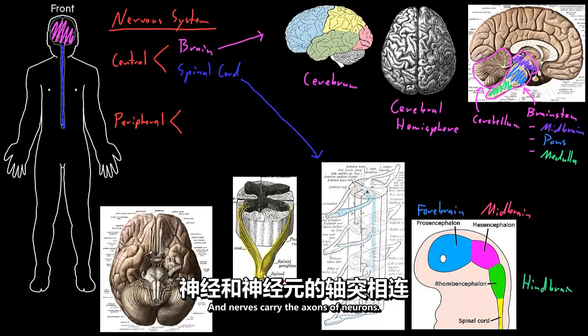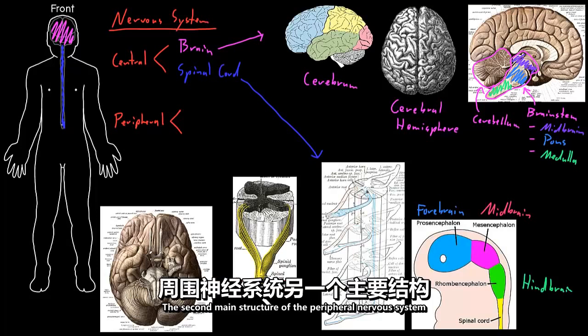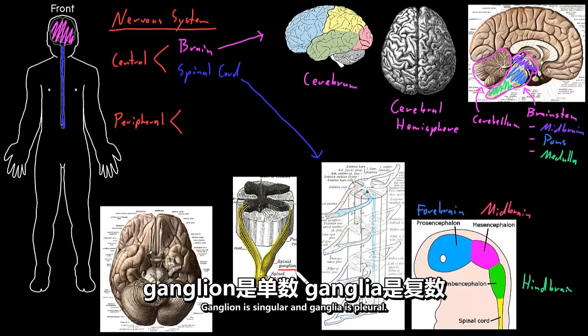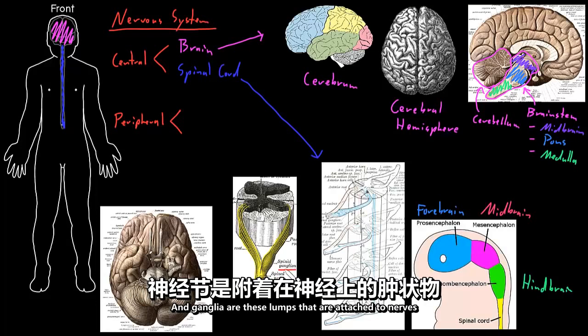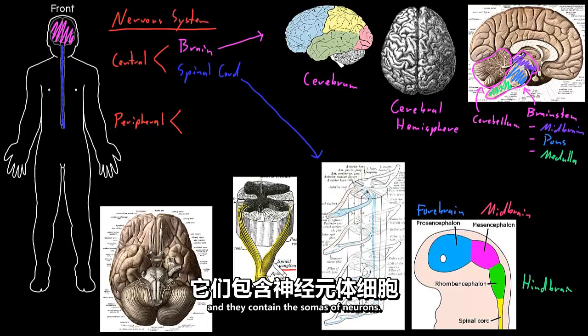And nerves carry the axons of neurons. The second main structure of the peripheral nervous system are called ganglia. A ganglion is singular and ganglia is plural. And ganglia are these lumps that are attached to nerves, and they contain the somas of neurons.